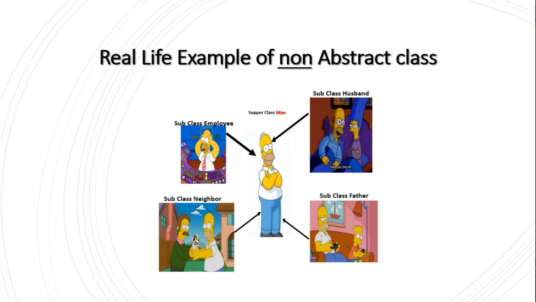But at the same time, it is physically possible to see a man object in the street. Unlike an animal object that doesn't exist by itself, but a man, yes, we can see a man on the street. So those are the examples that I just wanted to use to explain the idea of abstraction.